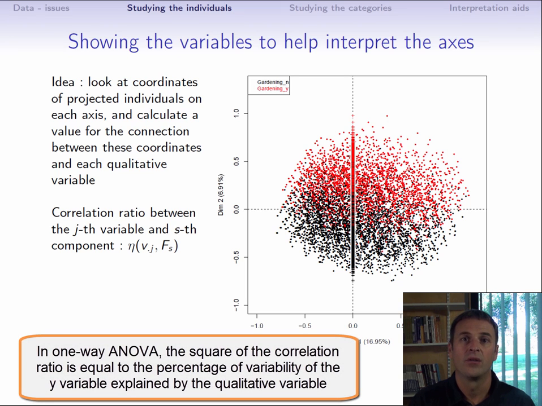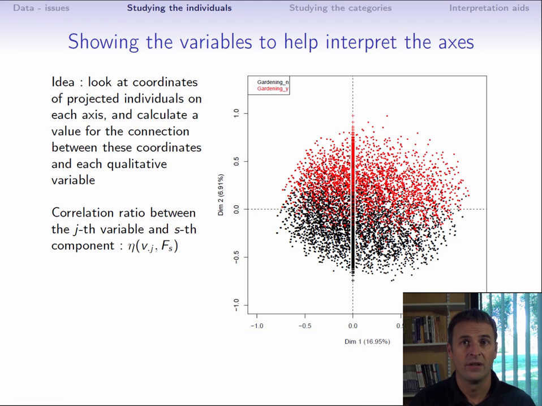Often we work with the square of the correlation ratio, which is equal to the percentage of variability of the quantitative variable explained by the qualitative variable. This indicator varies between 0 and 1. It's equal to 0 if there is no link between the two variables, that is, if the means of the quantitative variable for each category of the qualitative one are equal. And it's equal to 1 if the means are different and the within category variability is 0. That is, if all the individuals from the same category have exactly the same value of the quantitative variable.